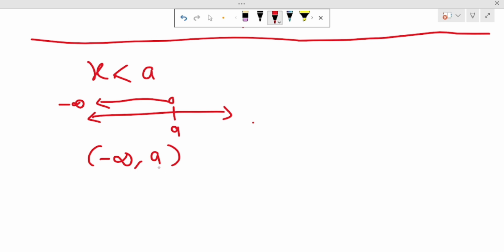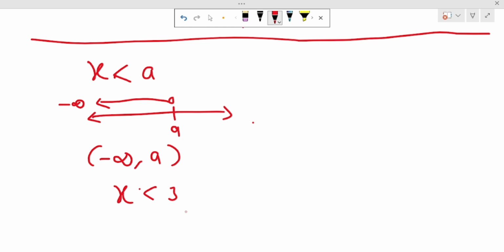Because it is an open interval, I use a normal bracket. So it does not include A. So it includes all points from A to negative infinity. Let's use an example. So x is less than, let's say, 3. I'm saying we are considering discrete intervals, so we write our intervals in terms of whole numbers.